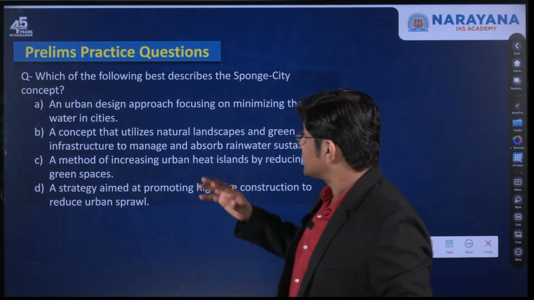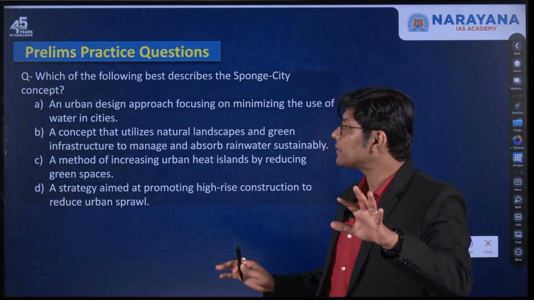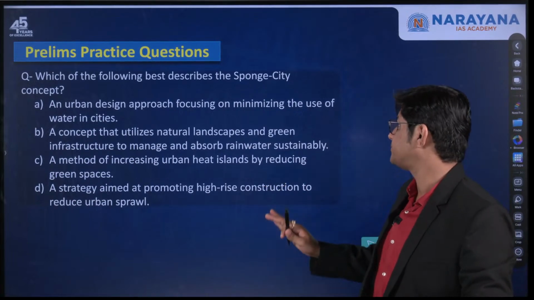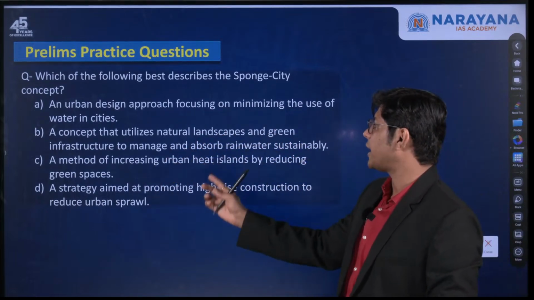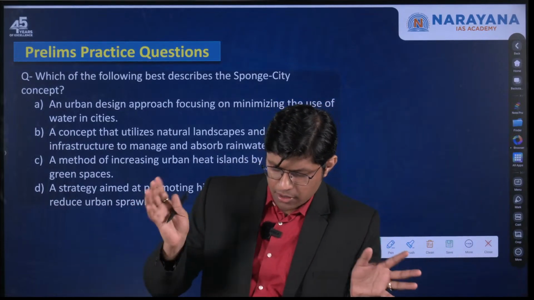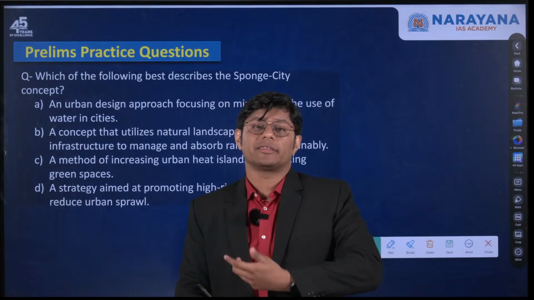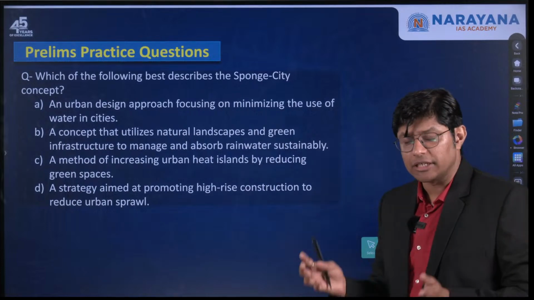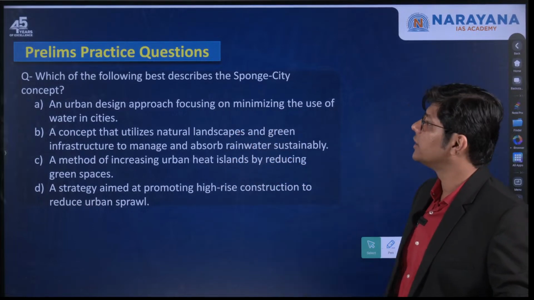Which of the following best describes the sponge city concept? The first, an urban design approach focusing on minimizing the use of water in cities. Second, a concept that utilizes natural landscapes and green infrastructure to manage and absorb rainwater sustainably. See, we have just discussed this topic, so it might be easy for you to address this question. But when you actually come across 100 questions, that might confuse you. So make sure that you are revising the concepts regularly so that you do not go wrong with such easy questions. The correct answer is option B.